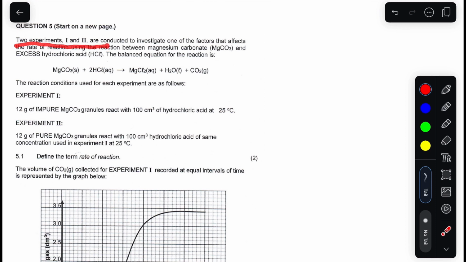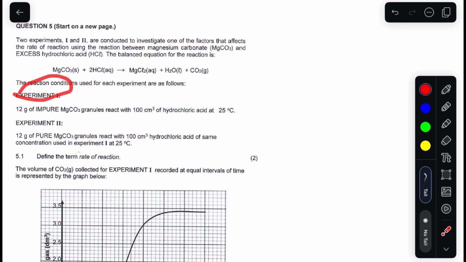Experiments 1 and 2 are conducted to investigate one of the factors that affects the rate of reaction, using a reaction between magnesium carbonate and an excess of hydrochloric acid. Here's the reaction: magnesium carbonate is a base, and with an acid, hydrochloric acid, there's a salt, water, and carbon dioxide. Now, the reaction conditions used in each experiment are as follows.